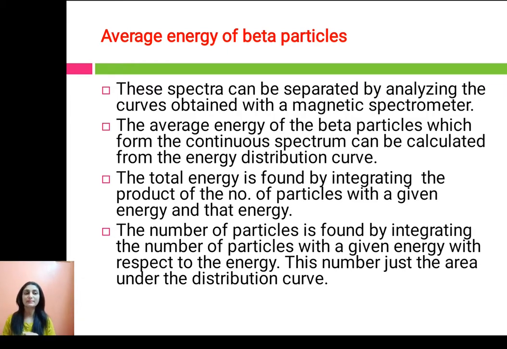These spectra can be separated by analyzing the curves obtained with a magnetic spectrometer. The average energy of the beta particles which form the continuous spectrum can be calculated from the energy distribution curve. The total energy is found by integrating the product of the number of particles with a given energy and that energy. The number of particles is found by integrating the number of particles with a given energy with respect to the energy. This number is nothing but the area under the distribution curve.